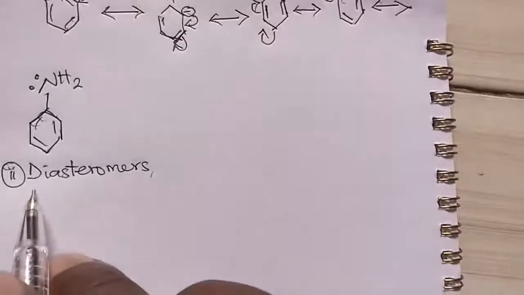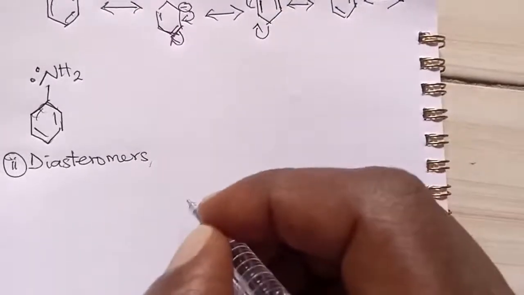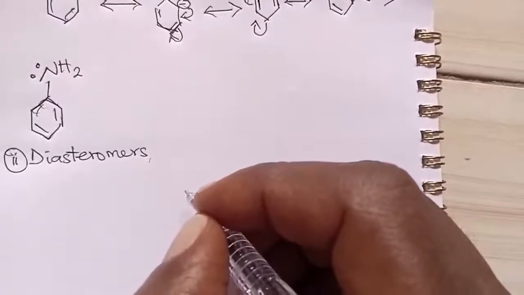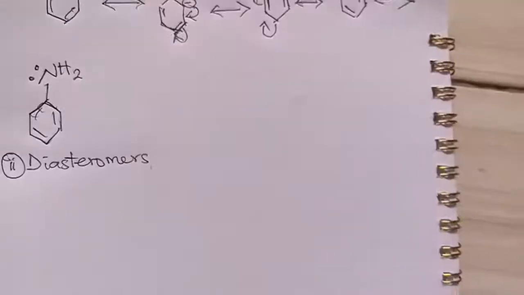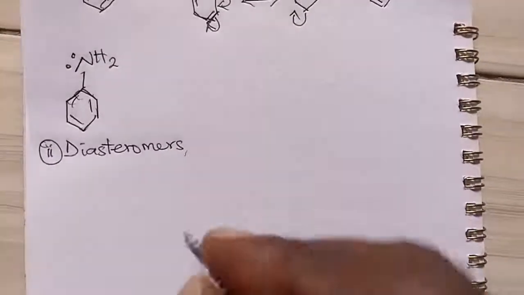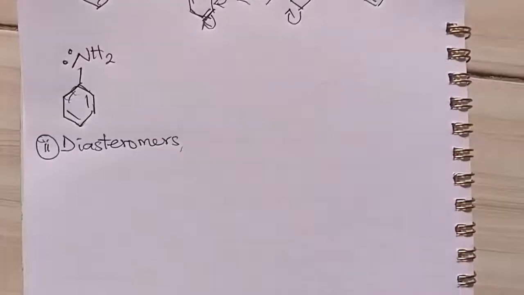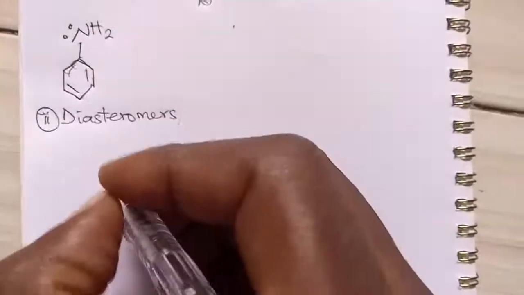The next one is to define diastereomers. They are stereoisomers that are not mirror images of one another, and they are not superimposable on one another. And stereoisomers with two or more stereocenters can be diastereomers.